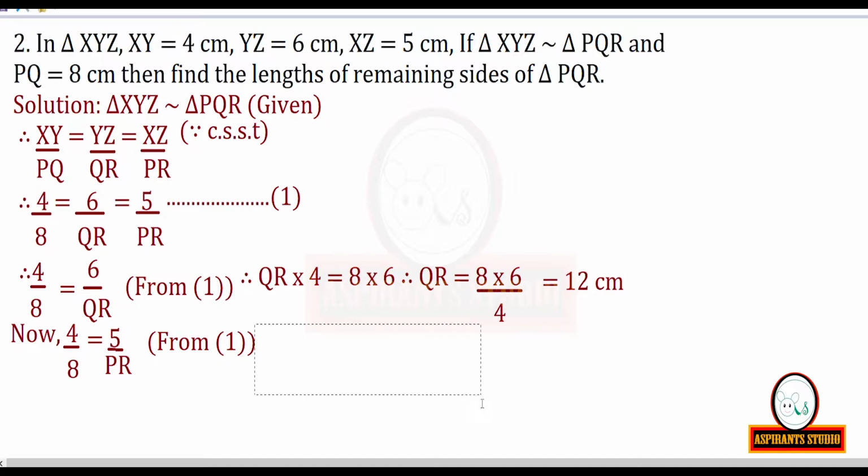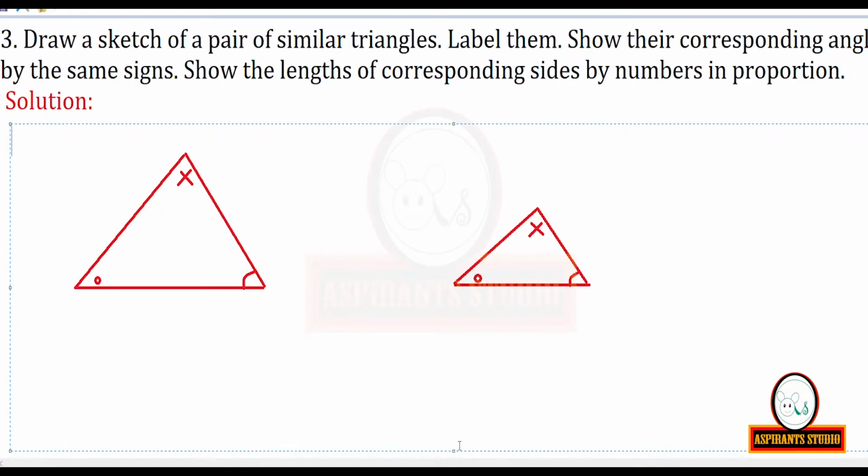Do the cross multiplication and then find out the value of PR.